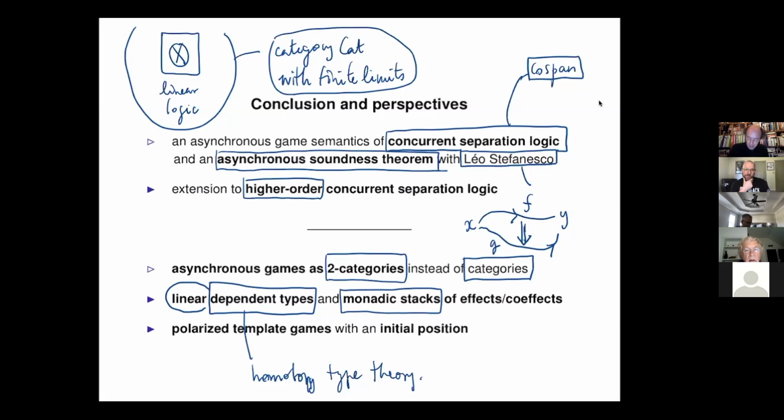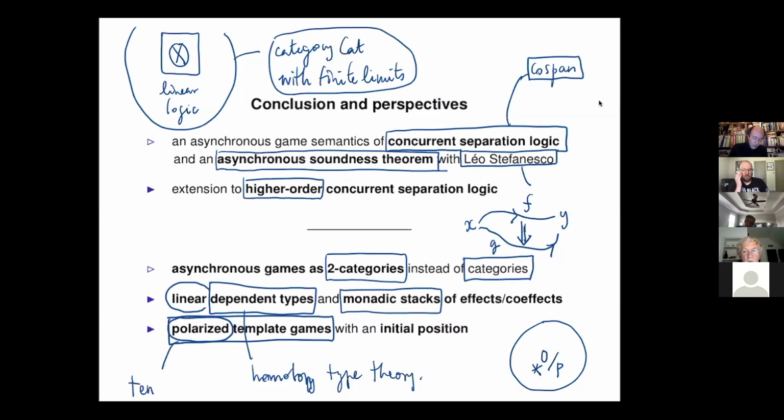And another point is the games I consider, they don't have an initial position. And if they had an initial position, this initial position should be an opponent or a player initial position. And so the template games would be polarized, either opponent or player. And so the logic also would be polarized. And so really it would go to something I like to call tensorial logic rather than linear logic. And I also spent time thinking about that.